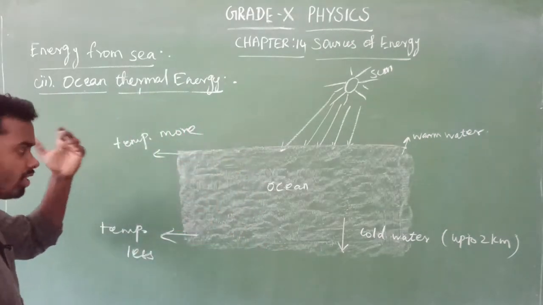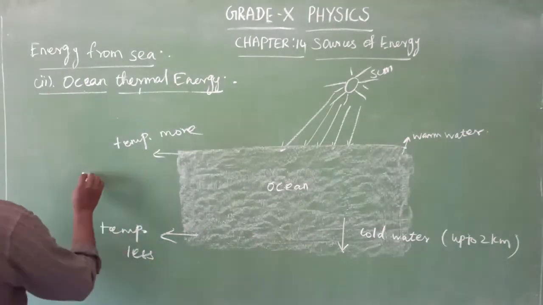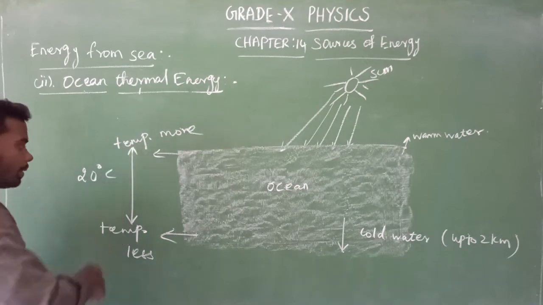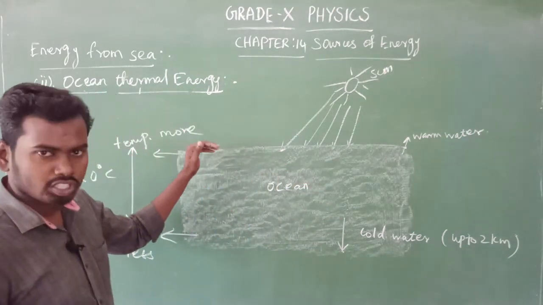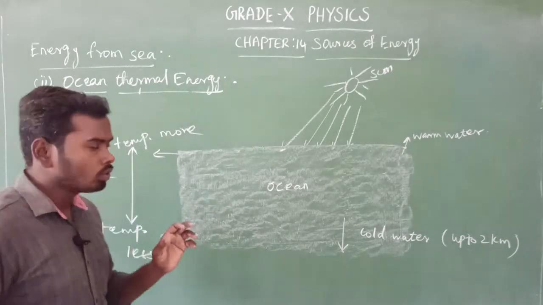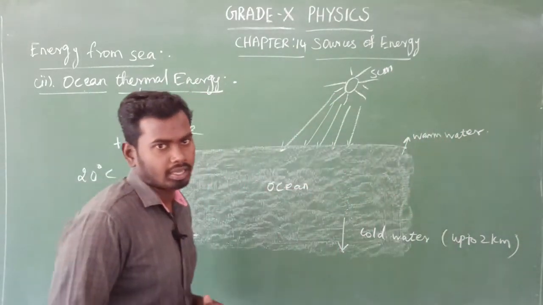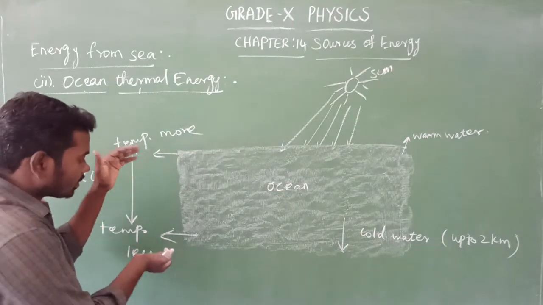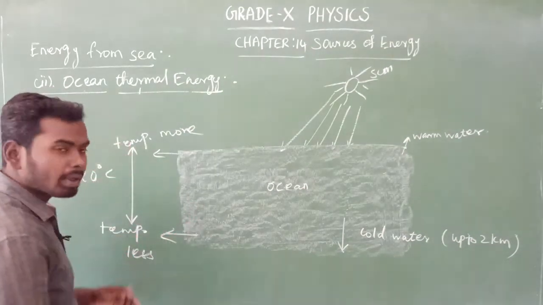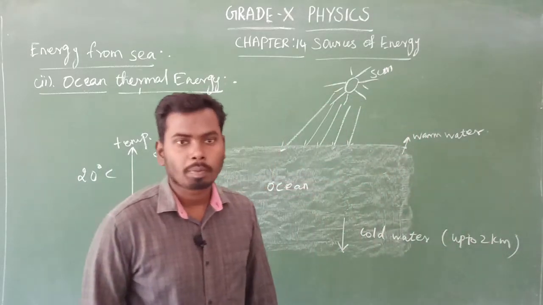This temperature difference will be around 20 degrees Celsius, not exactly, around 20 degrees Celsius. So this temperature difference is used to generate electricity. Do you think that is possible?